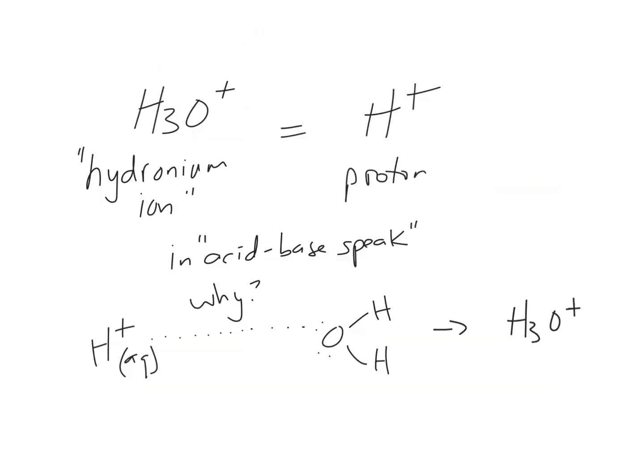Okay, just a note on this, that when you see the hydronium ion, when you see H3O+, basically that is the same as saying a proton in acid-base speak, okay? And throughout a high school unit on acids and bases, you'll use these symbols and terms interchangeably, synonymously. You'll have H3O plus, and you'll say that means a proton. You'll have a proton, and you might say hydronium. So why is that? Why do we understand that they're the same thing?